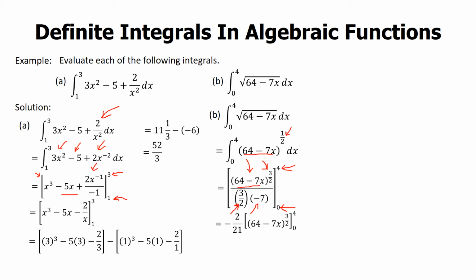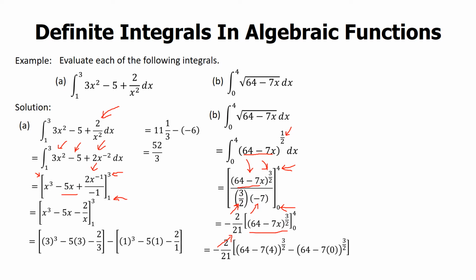Then we can simplify, and do you notice that this is a constant where we can take out the constant negative 2 over 21 outside of the integration so that it won't give any influence to the integration, right? So it becomes negative 2 over 21 bracket 64 minus 7x to the power 3 over 2, limit from 0 to 4.